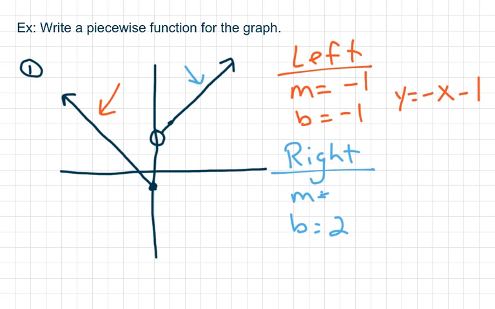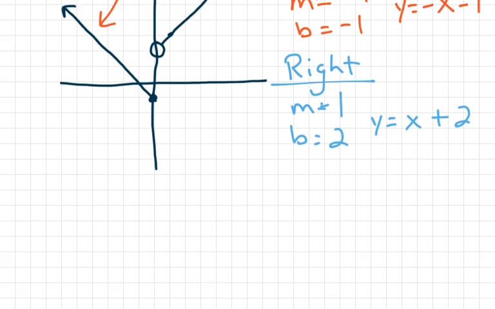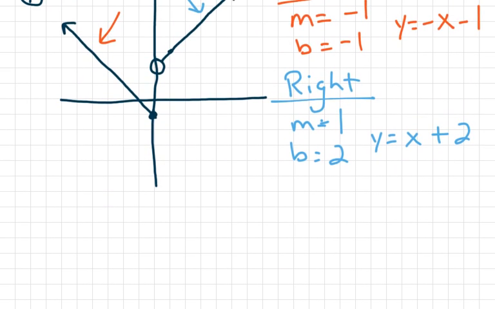So if we go up and to the right, that's a positive slope, and 1 over 1 is 1. So then we can say y equals 1x plus 2. Okay, so now let's see if we can't write out this function. So we'll do this in purple.